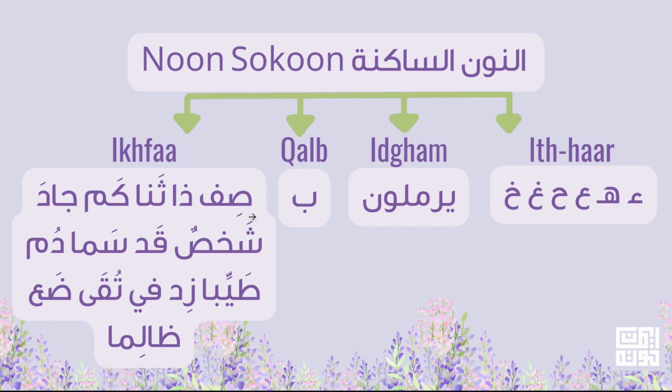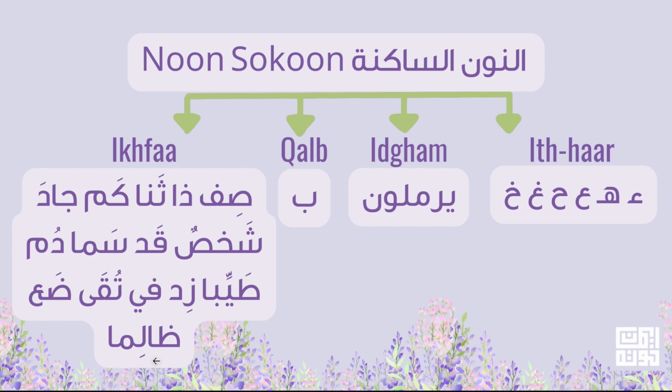And then all the remaining letters, if they came after the noon sukoon, then what happens? This is ikhfa. I'm going to hide the noon in those letters. And one of the scholars gathered the letters and they said, صف ذا ثنى كم جاد شخص قد سما دم طيبا زد في تقى ضع ظالما.